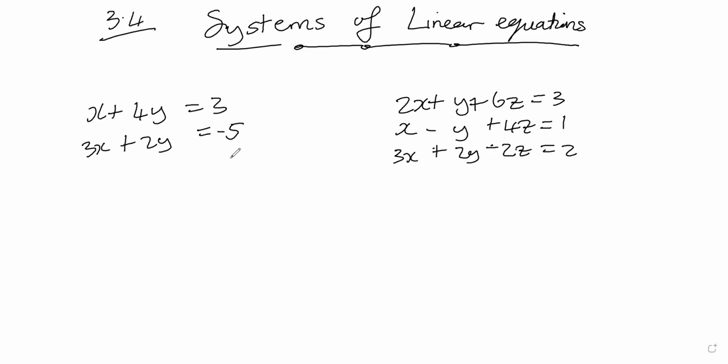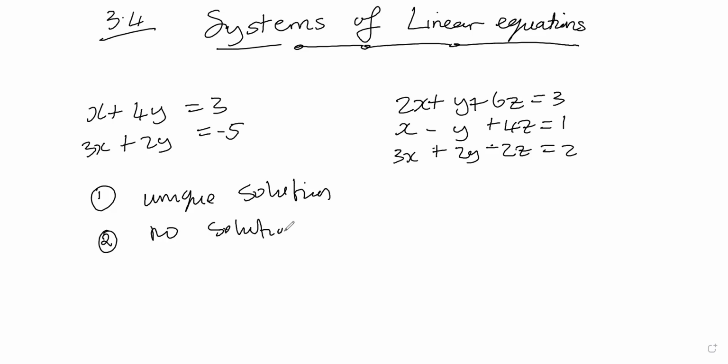All right, so when you solve a system of linear equations, it can either have a unique solution. That's one solution: x equals something, y equals something, z equals something. Or it can have no solution, or it can have infinitely many solutions. All right, these are the three scenarios you can get when you solve a system of linear equations. It's either a unique solution, no solution, or infinitely many solutions. So we are going to look at these different scenarios.